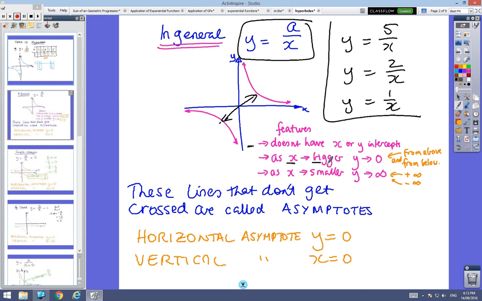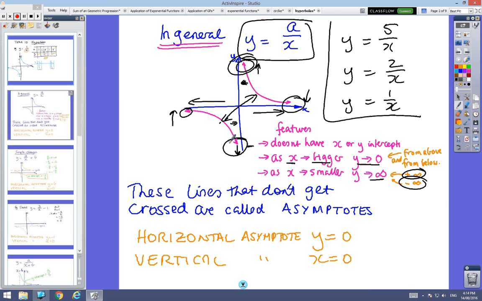As x gets bigger, this direction or that direction, y gets smaller, and it either approaches 0 from above or it approaches 0 from below. But it approaches 0 in both directions. And as x gets smaller that way, the curve starts going up really high or starts going down really low. So in this direction, as x gets smaller, it either approaches positive infinity up that way, or it approaches minus infinity in that direction.